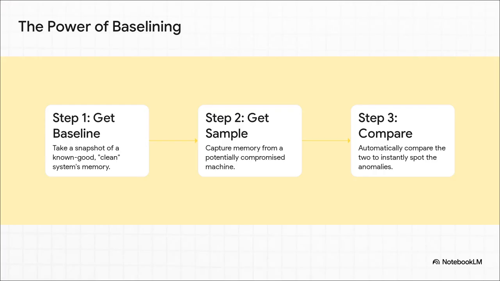And to make this whole process way faster, especially when you're dealing with hundreds or thousands of computers, investigators use a really powerful technique called baselining. It's simple, really. You take a snapshot of a known good, totally clean system. That's your baseline of what normal looks like. Then, you just automatically compare a suspicious machine against that baseline. The differences, the anomalies, they just light up, pointing you directly to the attacker's activity.